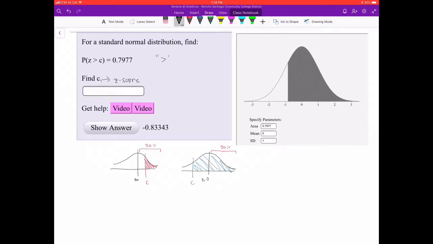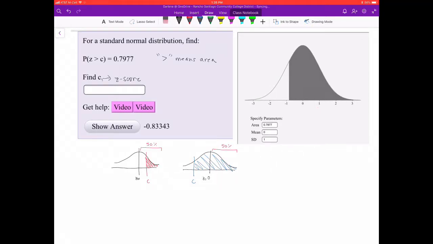And recall that greater than means area to the right. Okay, so down here, looking at the two types of areas to the right, c could be either of two different ways. The first way is c is to the right of the mean and shaded to the right. Or the second way is c is to the left of the mean, shaded to the right.